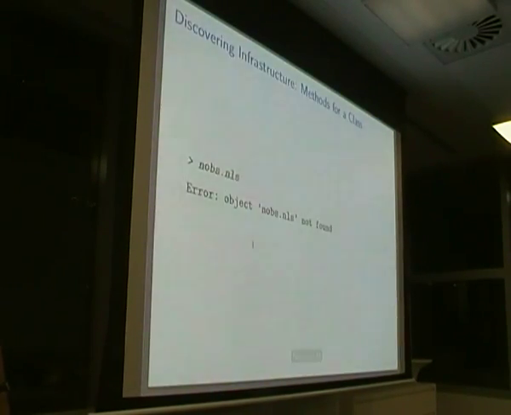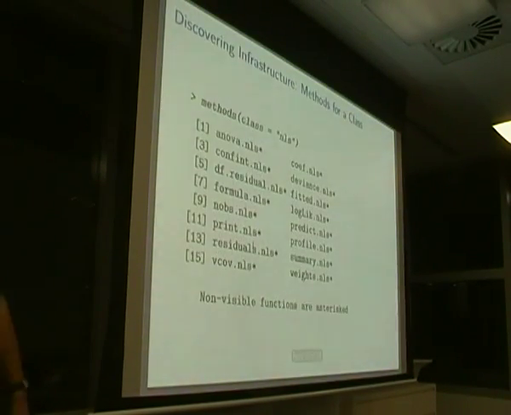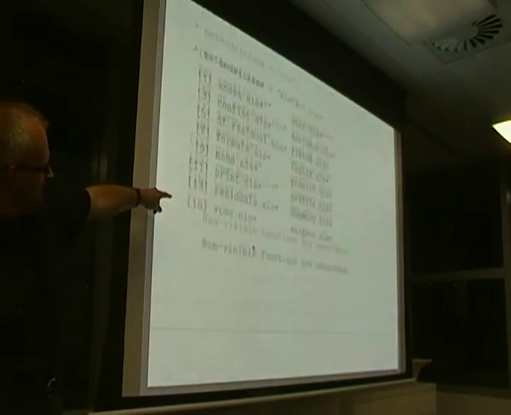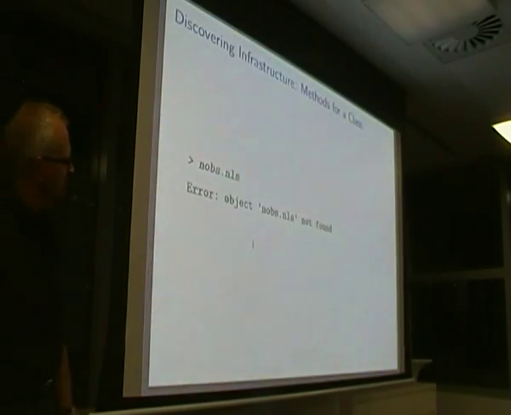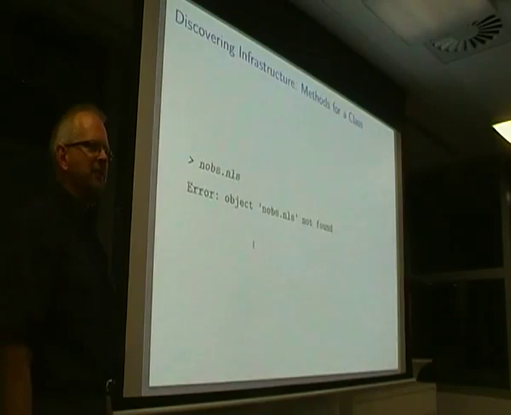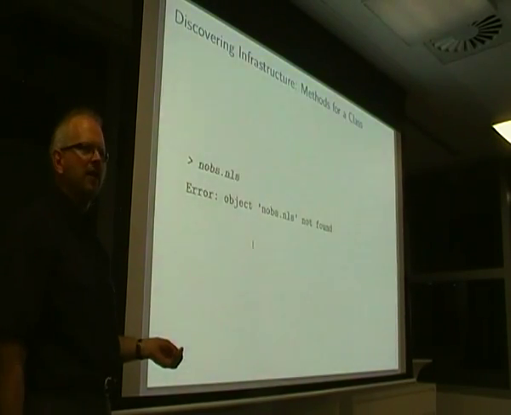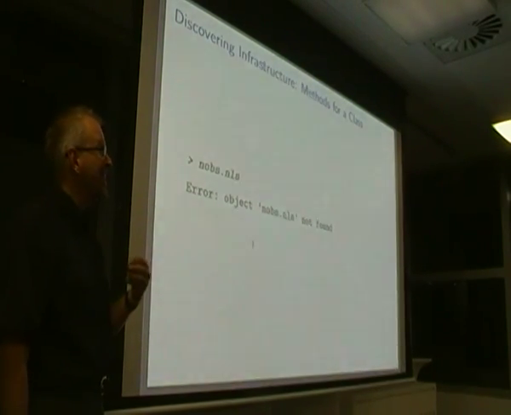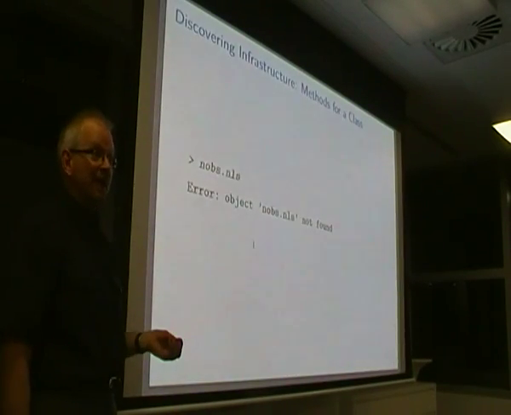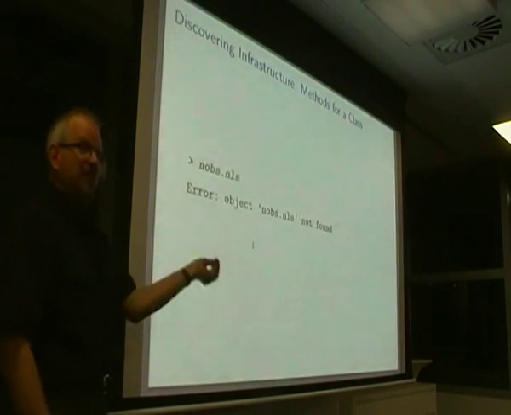Do I find that out? No, I don't. What I want to know is what's knobs.nls. If I type in knobs.nls, it says error object not found. Now that means that it's not in the search path. It's not in our search path because it hasn't been exported from the namespace. And that means it's not visible.